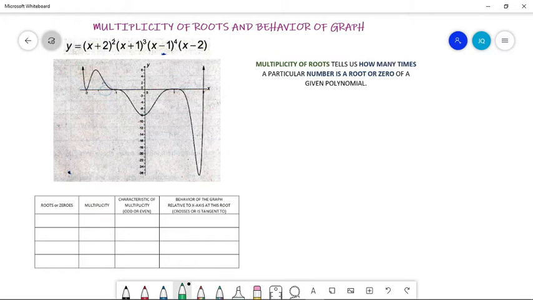If you try to recall, in our previous video, we talked about sketching the graph of a polynomial function, whether the left hand is falling or rising, or the right hand is rising or falling. So in this video, we are going to focus on multiplicity, but let us not forget the rising and falling of the left hand. When can we say that it's rising and when can we say that it is falling?